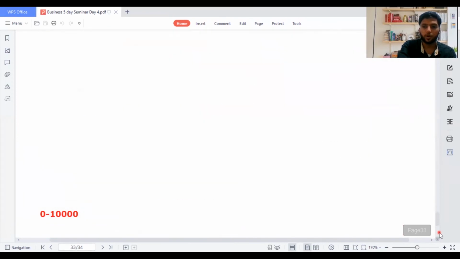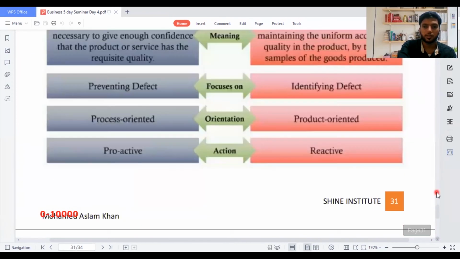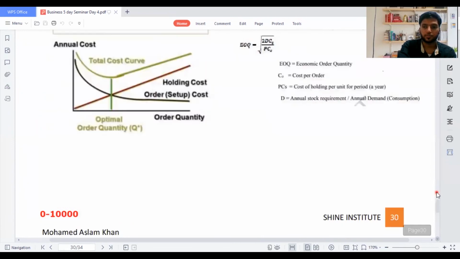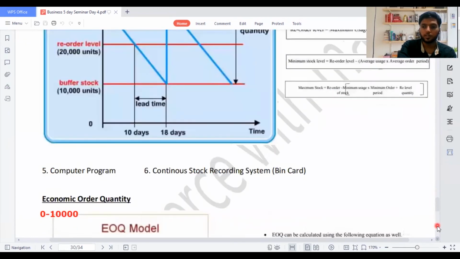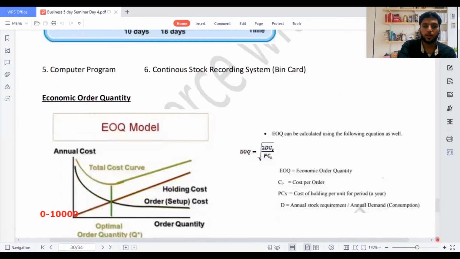So we have a small part to discuss, guys. Yeah. So let's move on to the next topic, economic order quantity.